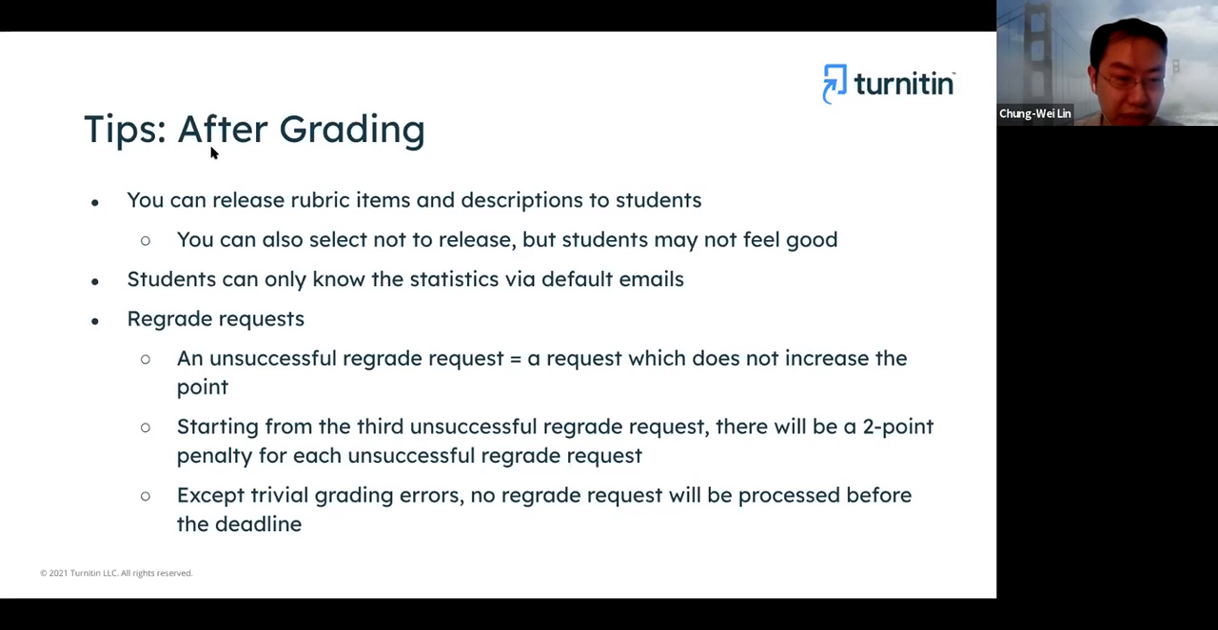And talking about regrade requests, actually, yeah, maybe we are not so friendly to students.